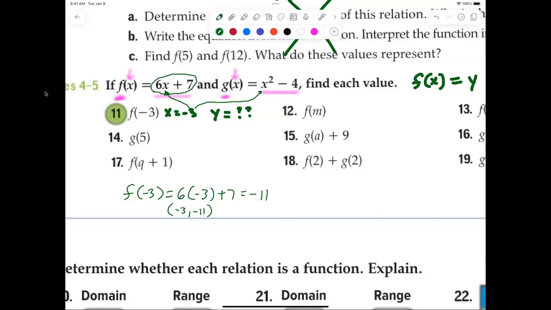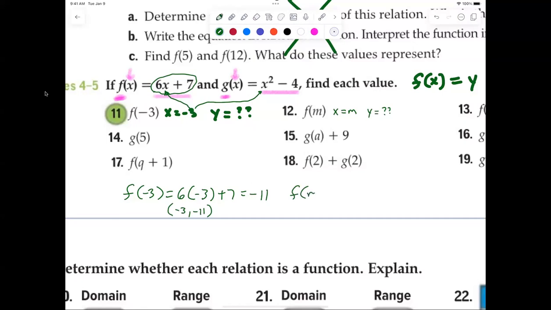Okay. Now, number 12, please don't, just because we have letters here, it's the same principle. What does x equal in 12? Yes, very good. X equals m. I'm looking for the y value. So what do I put in for x? M. So I go to the f function. I'm putting down f of m.